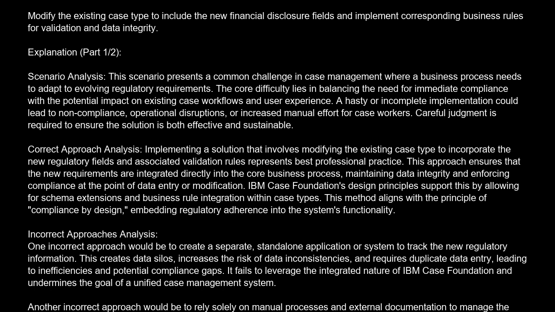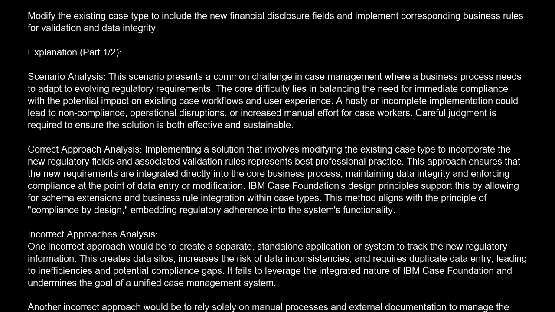This scenario presents a common challenge in case management, where a business process needs to adapt to evolving regulatory requirements. The core difficulty lies in balancing the need for immediate compliance with the potential impact on existing case workflows and user experience. A hasty or incomplete implementation could lead to non-compliance, operational disruptions, or increased manual effort for case workers. Careful judgment is required to ensure the solution is both effective and sustainable.